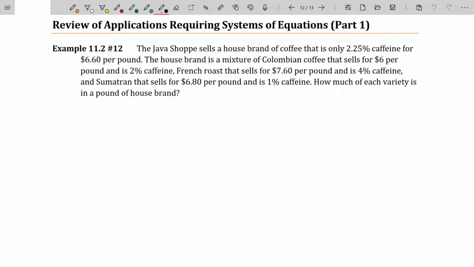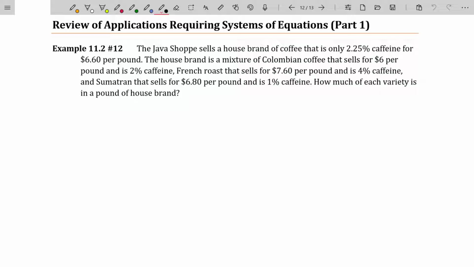So this very first one, you have a Java shop, a coffee place that sells house coffee, branded coffee that's only 2.25% caffeine, and they sell that for $6.60 per pound. The house brand is a mixture of Colombian coffee, and that Colombian coffee normally sells for $6 a pound, is 2% caffeine. Then the second part of that mix is a French roast, normally sells for $7.60 a pound, and it has 4% caffeine by volume, I guess they would call it. And then there's a Sumatran coffee that sells for $6.80 per pound and is 1% caffeine. How much of each variety is in a pound of the house brand?